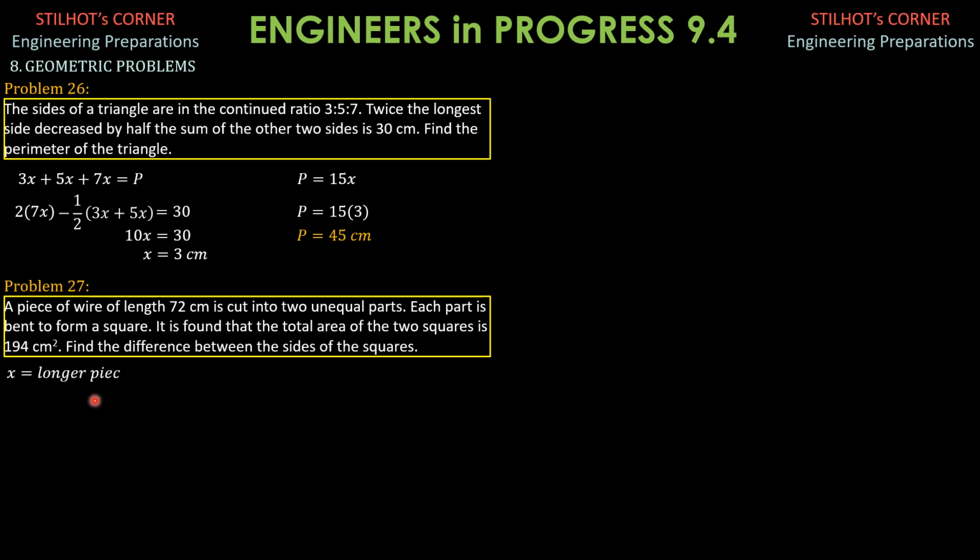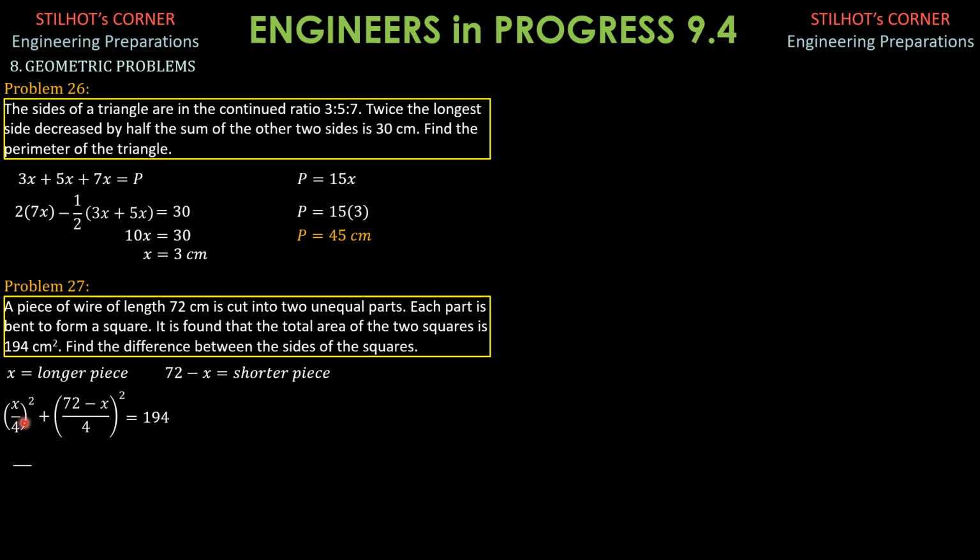So x is the longer piece, so 72 minus x should be the shorter piece. Since they are bent to form a square, the dimension of the square for the longer piece is x over 4. You divide that by 4 because the perimeter is 4 times the side. So the side is x over 4. The shorter side would also be 72 minus x over 4. And the area is 194. So area is the square of the side, so x over 4 squared, plus the quantity 72 minus x over 4, squared, equals 194.